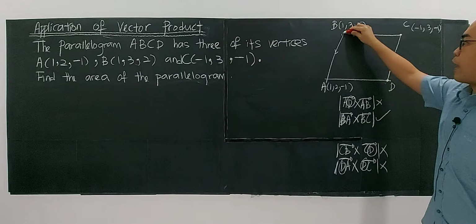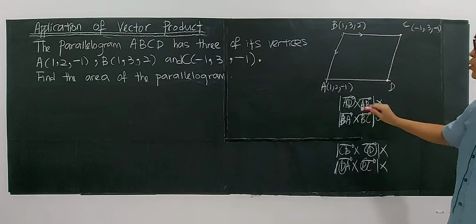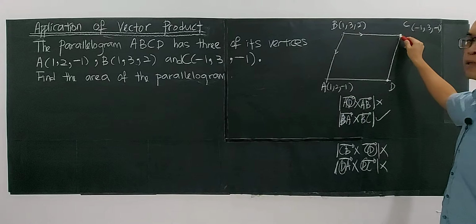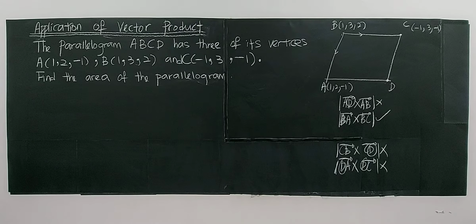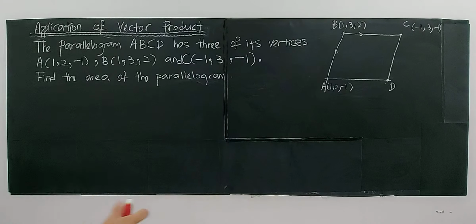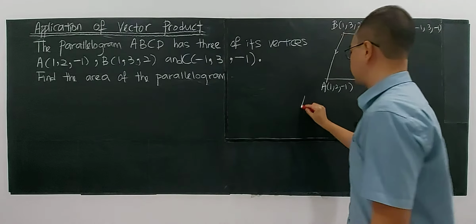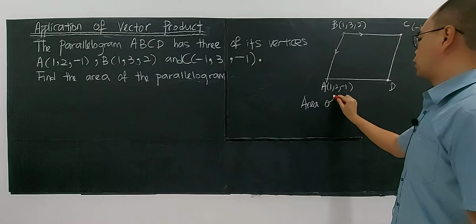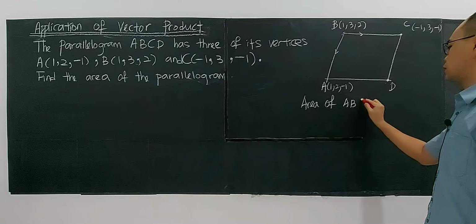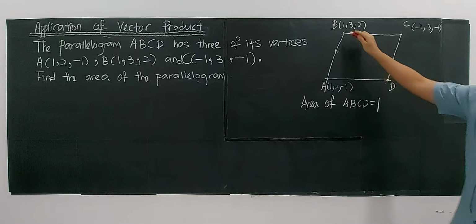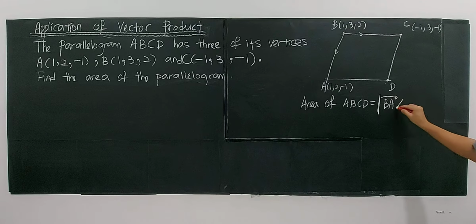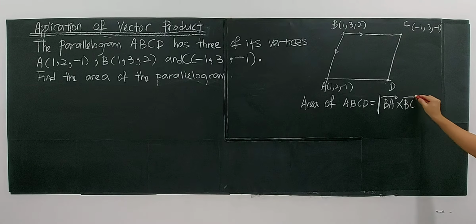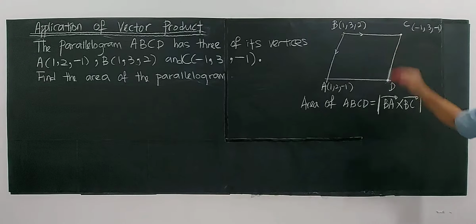It's easy: I have point B and A, and I have point B and point C. So I apply BA cross with BC and find the magnitude. That's the answer for the area of this parallelogram. Okay, so let's start. We want to find the area of parallelogram ABCD, which I rewrite as the magnitude of BA cross with BC, because I have these 3 given points.